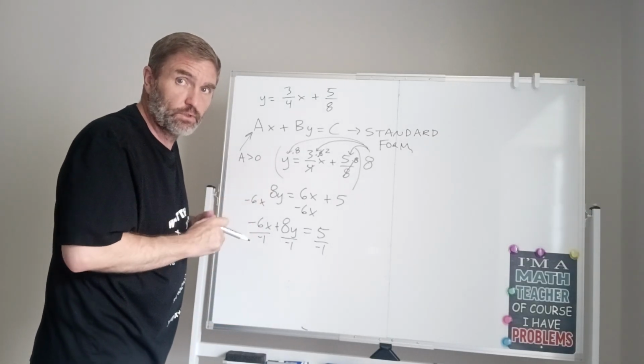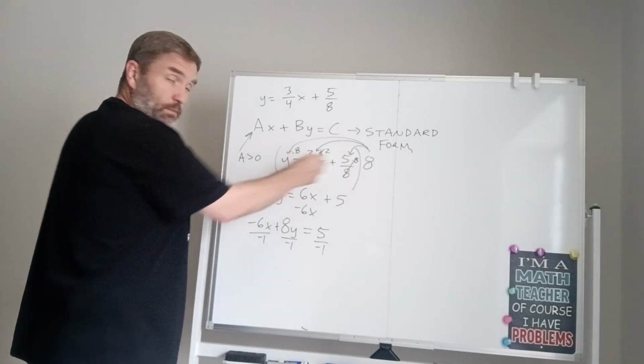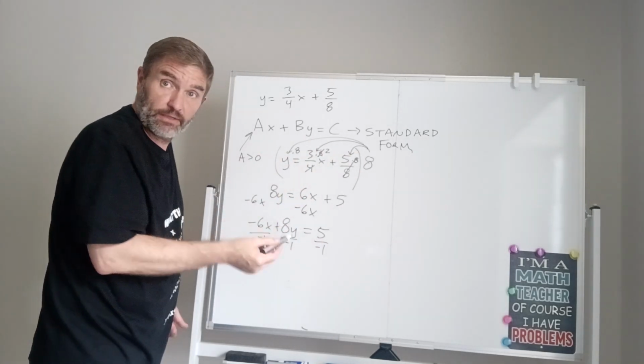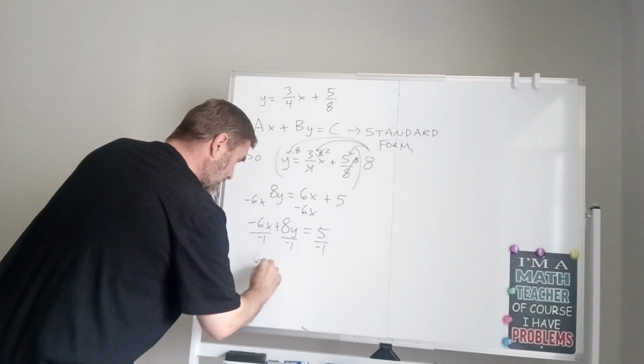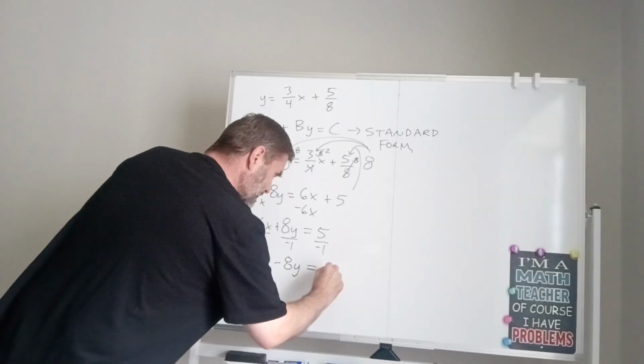Okay? Don't do the same thing with addition and subtraction. Multiplication or division, okay. See here we multiplied everything by 8, we're okay. Here we're dividing everything by -1, we're okay. That's going to make this 6x. Then we're going to have minus 8y here equals -5.